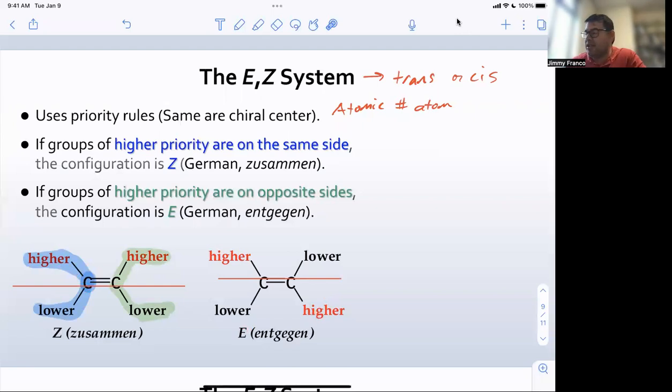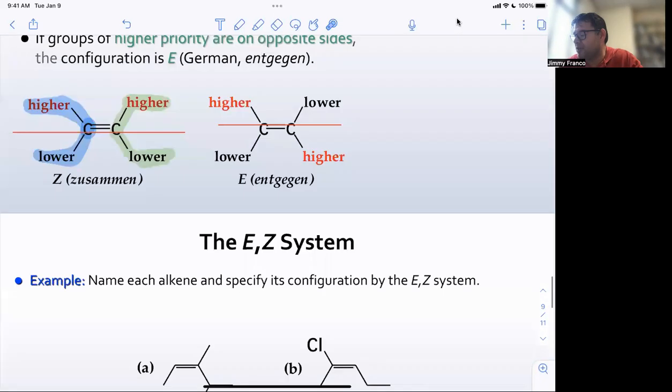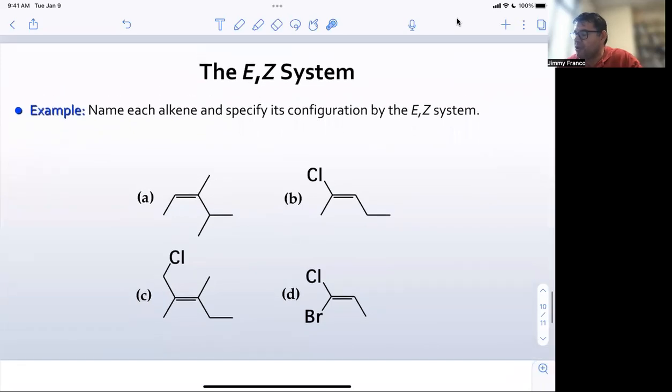All right, so let's give it a try. I think when we look at it, it probably makes a little more sense. Let's do the first one together: we're going to try to name these. We'll review a little bit of our alkene naming, but then we're going to designate that double bond as E or Z.